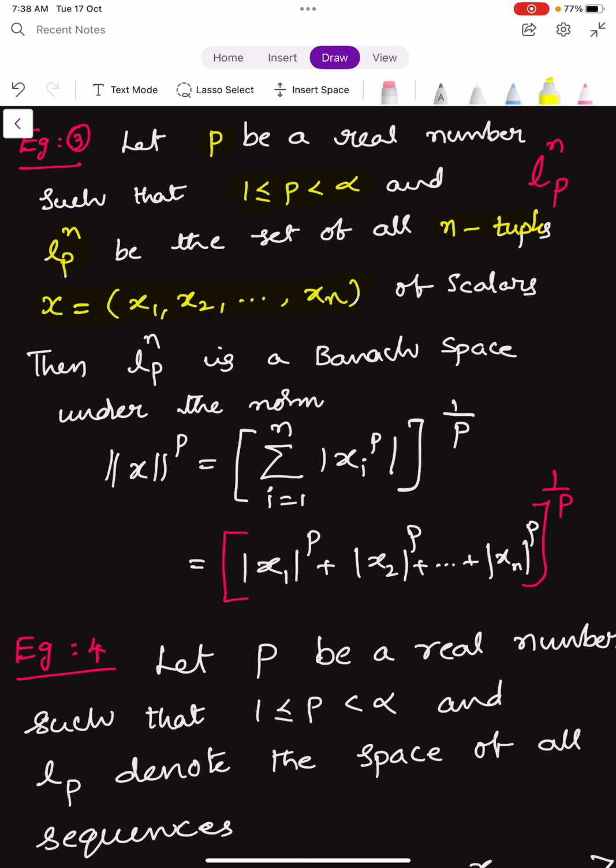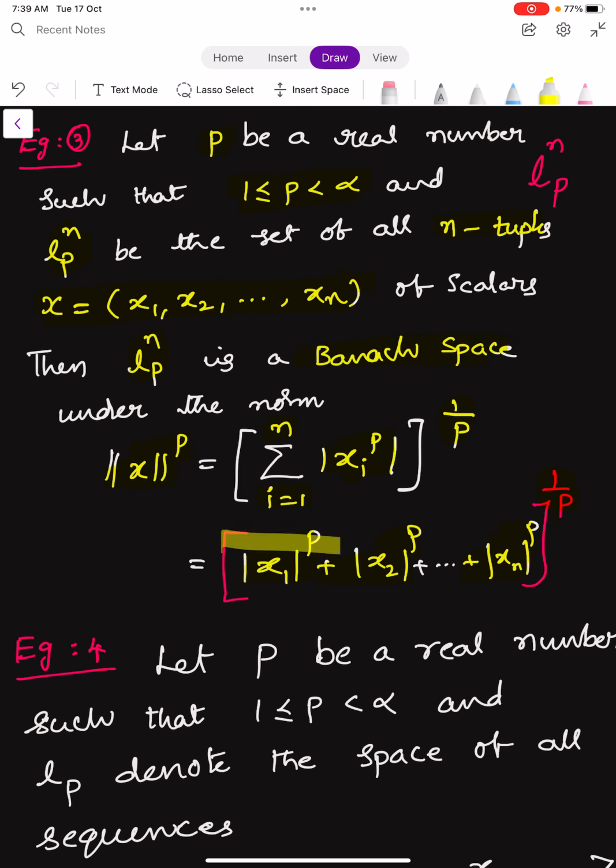This l_p^n is also a Banach space under the norm ||x||_p equals summation over i equals 1 to n of |xi| power p, whole power 1 by p. This is nothing but |x1| power p plus |x2| power p plus and so on plus |xn| power p, whole power 1 by p. So l_p^n, the set of all n-tuples in this form, is a Banach space under this norm.